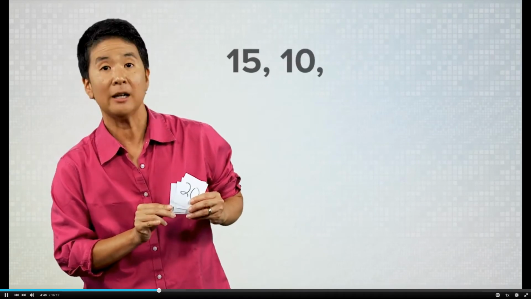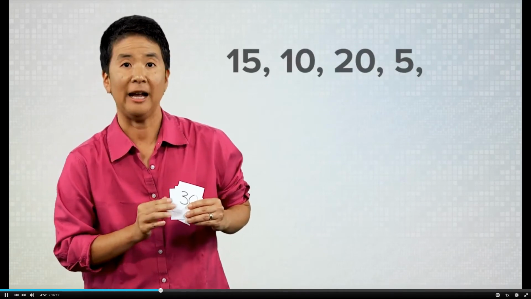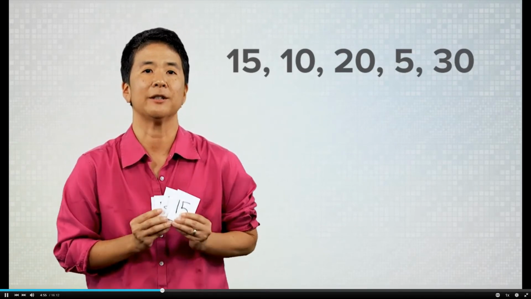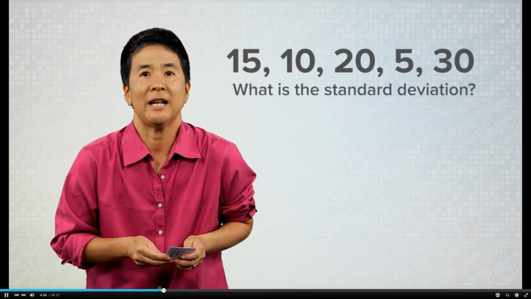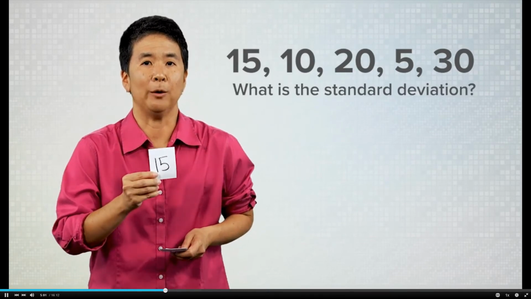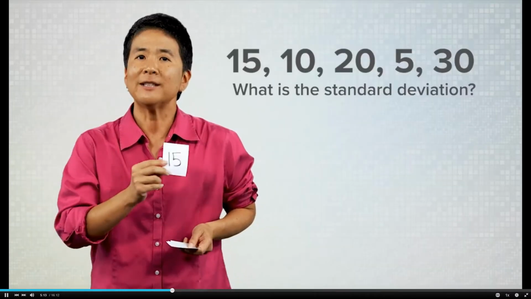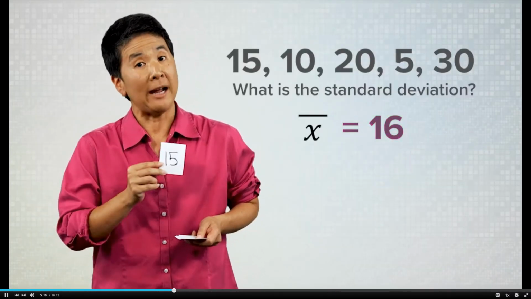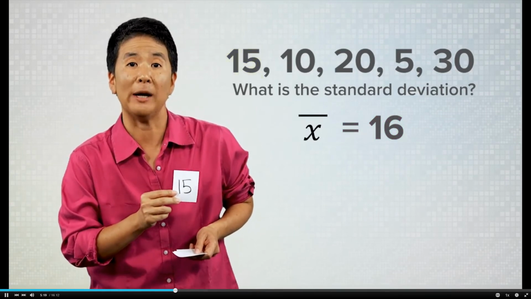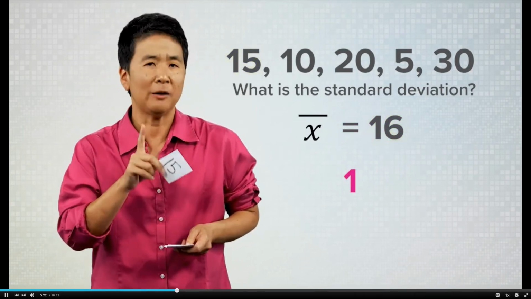Now let's consider a different data set. Here we have 15, 10, 20, 5, and 30. I have all the numbers you see on the screen. All right, I'll close my eyes, pick a data point. On average, how far is 15 away from the mean? But wait a minute, I haven't calculated the mean yet. I could use my calculator, or I could do that in my head. For this data set, the mean is 16. So on average, how far is 15 away from 16? Well, it's 1.